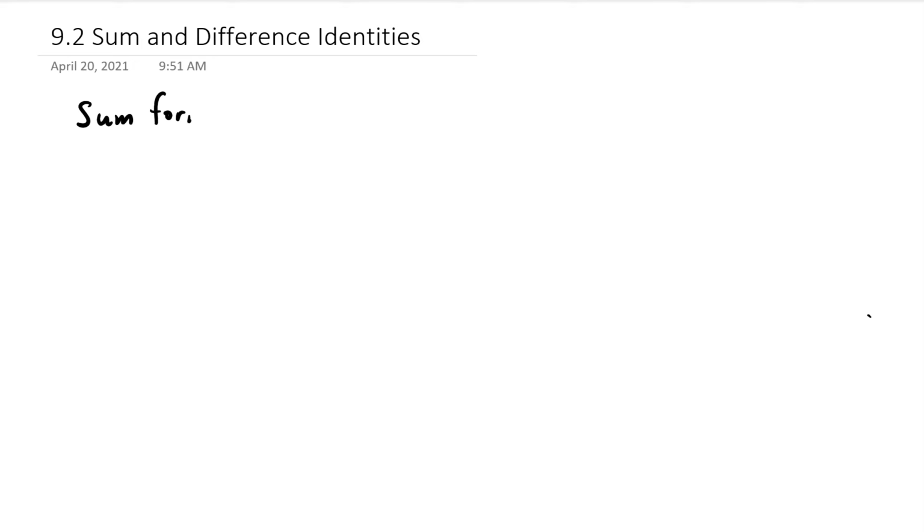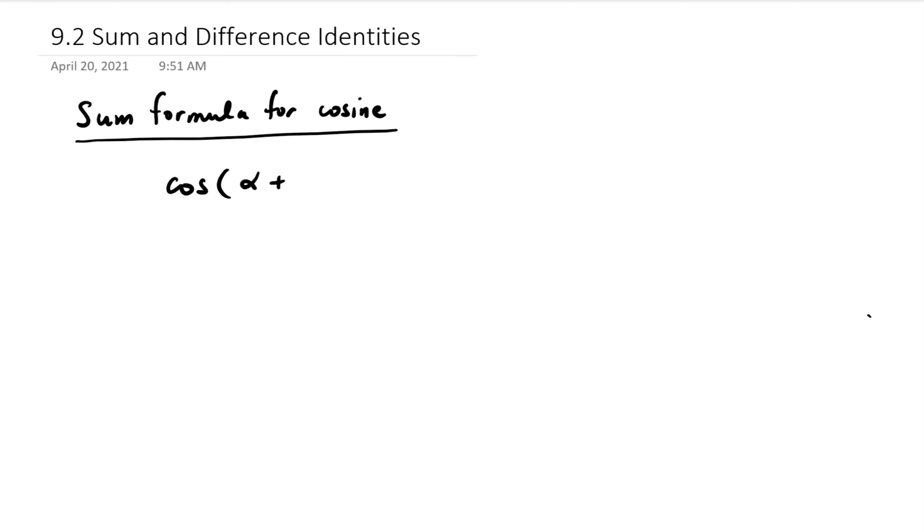So some formula for cosine. Now I'll give you the formula. If you want to look at the proof, it's in the book. It's well done, but I won't go into the details of the proof. It's basically a formula for the cosine of the sum of two angles.